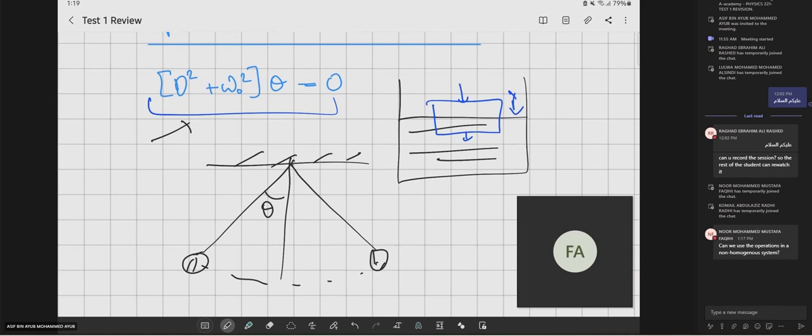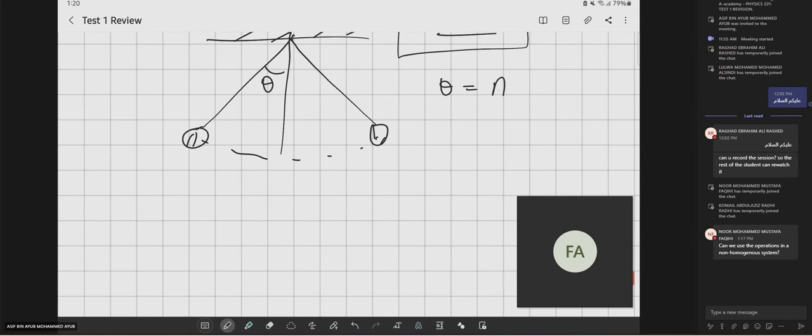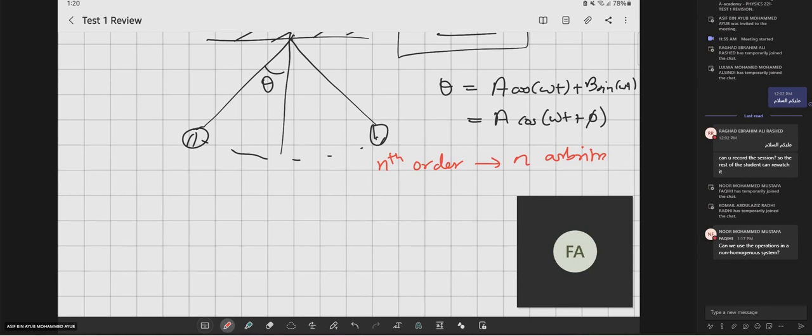So in these cases, theta usually has the form a cos omega t plus b sine omega t, or you can express this as a cos of omega t plus some phase factor phi. And again, a note in here about differential equations: for an nth order differential equation, you will have n arbitrary constants. I'm reminding you of this because we haven't really done a lecture on differential equations. So in this case, I have a and b, and in the second case, I have a and phi.